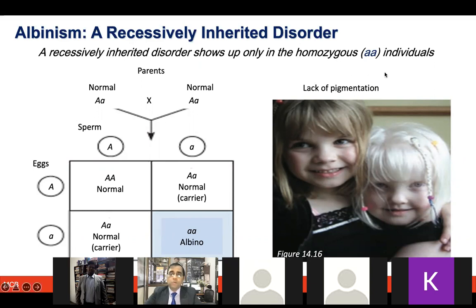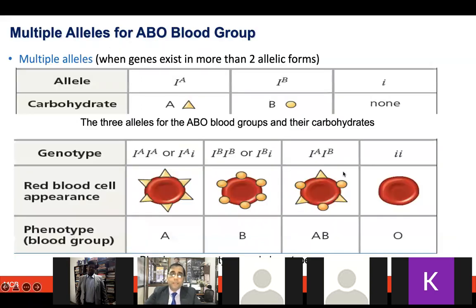And only when these homozygous AA individuals are born, they are going to show this type of coloration, no coloration or lack of pigmentation. But more interestingly, what we observe is our own blood grouping, which is ABO blood grouping. Now here, multiple alleles are partnering to show some phenomenon.